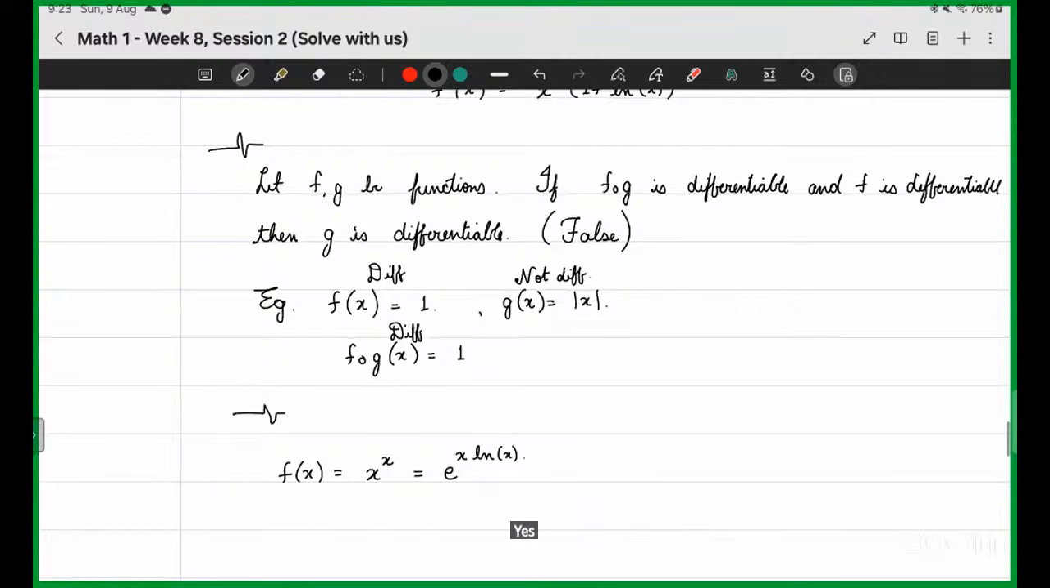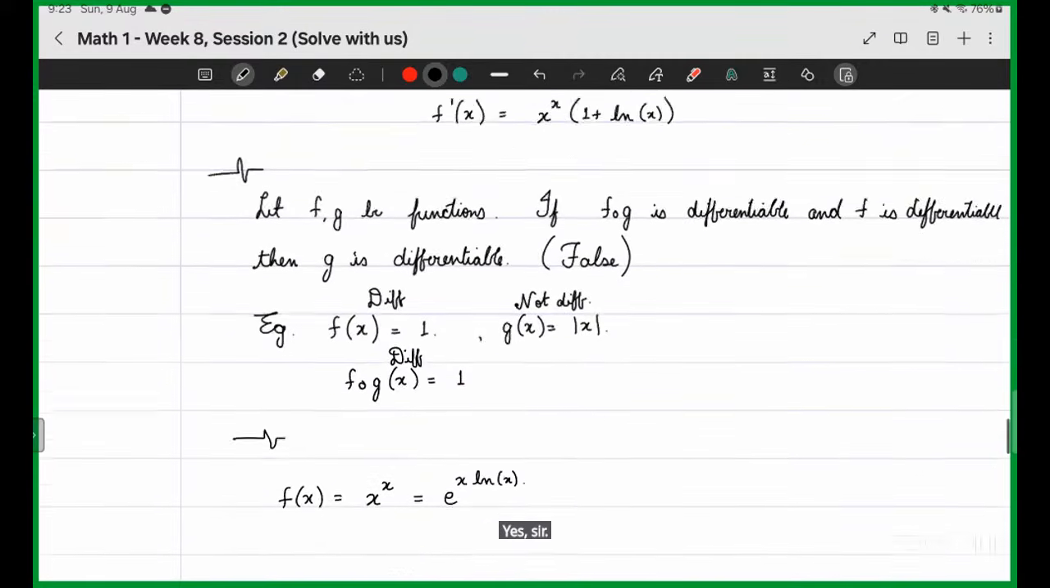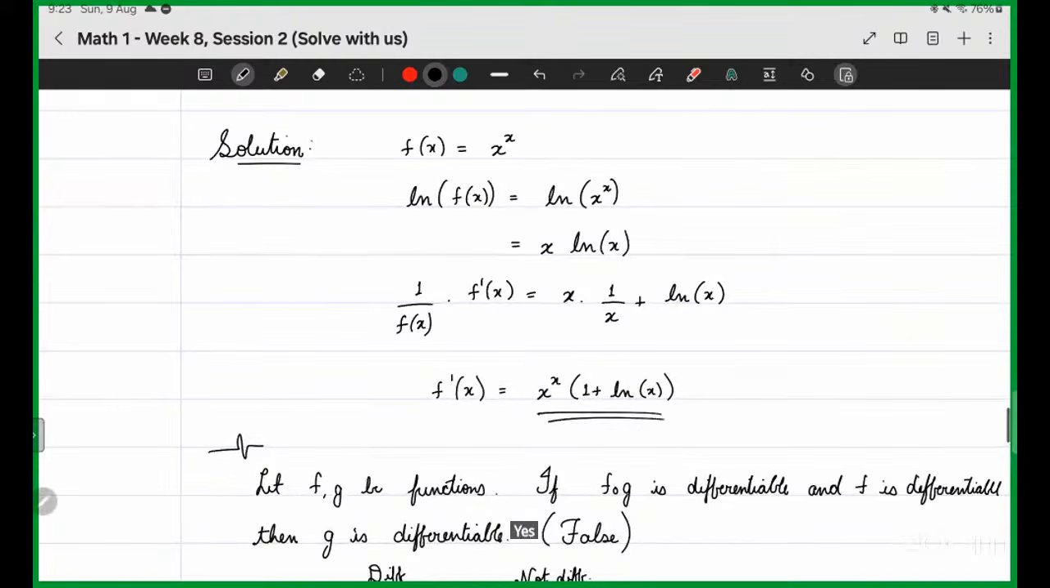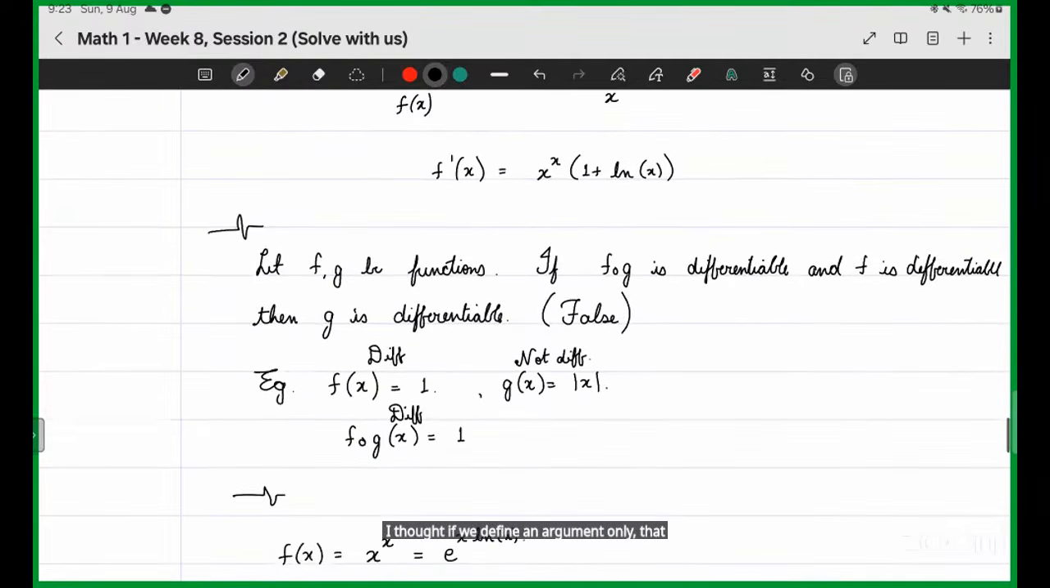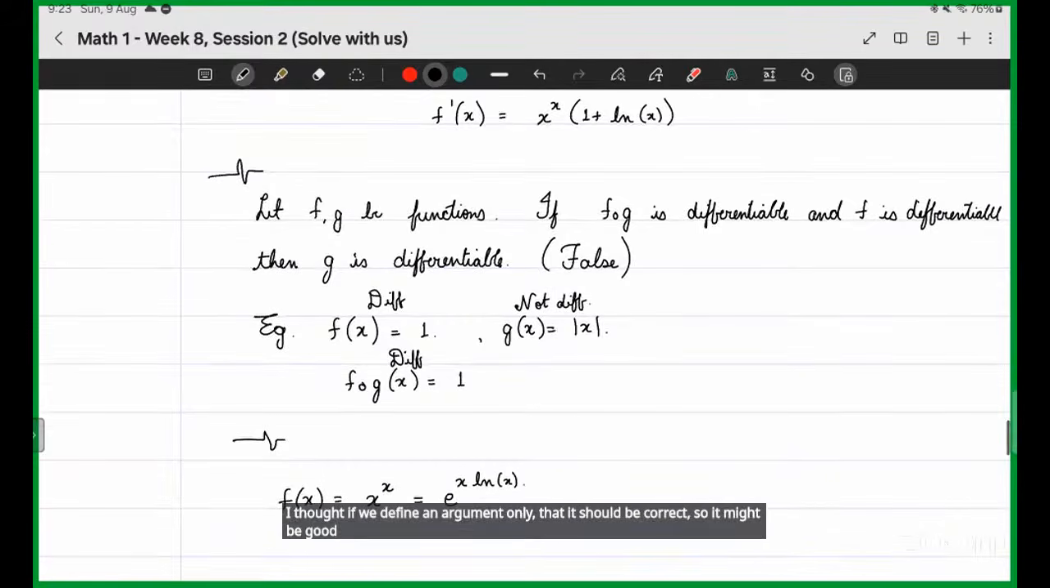Yes, sir. All right. Yes. The answer I thought is correct. So we define a here it happened. Sorry. I thought if we define an argument only that it should be correct, so it might be good, but there was another way.